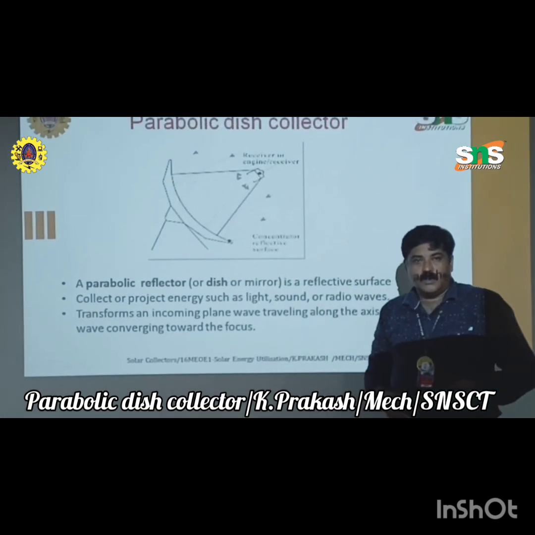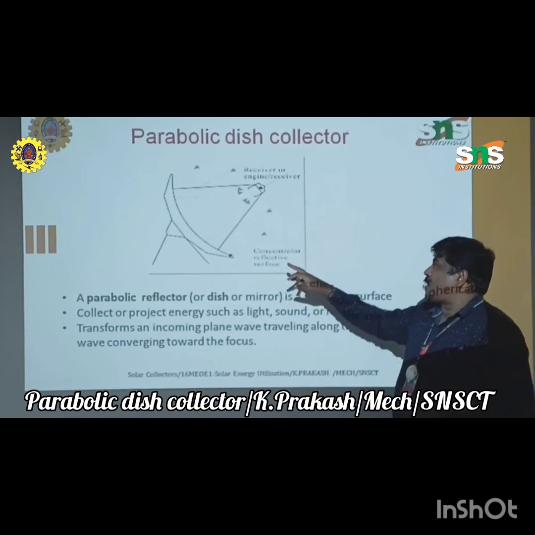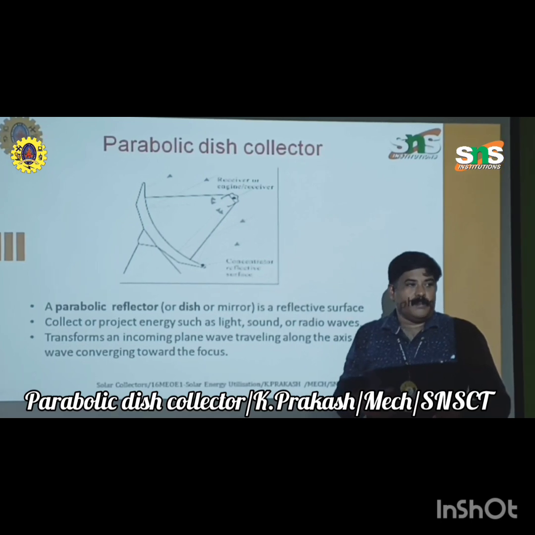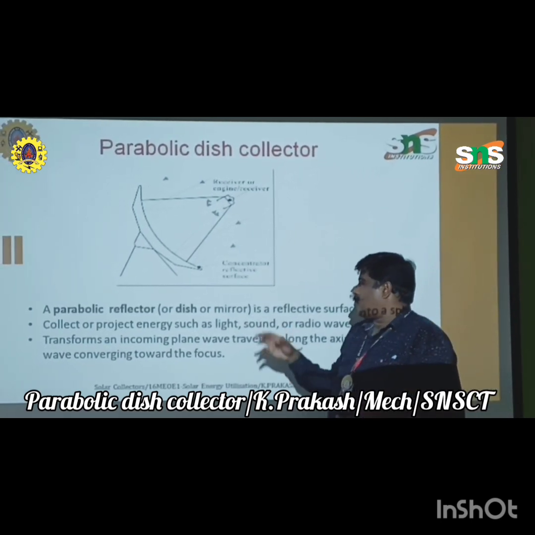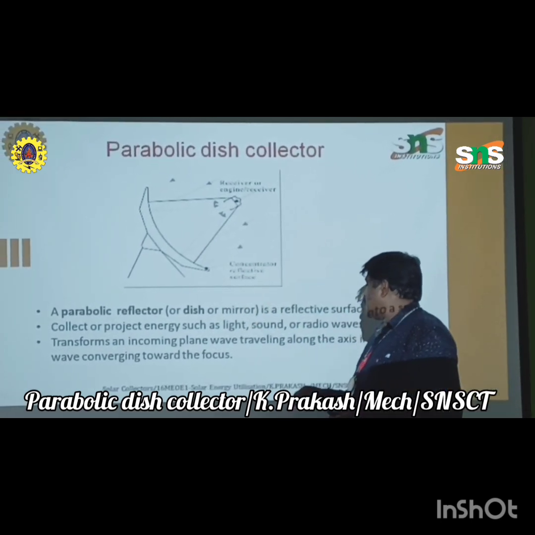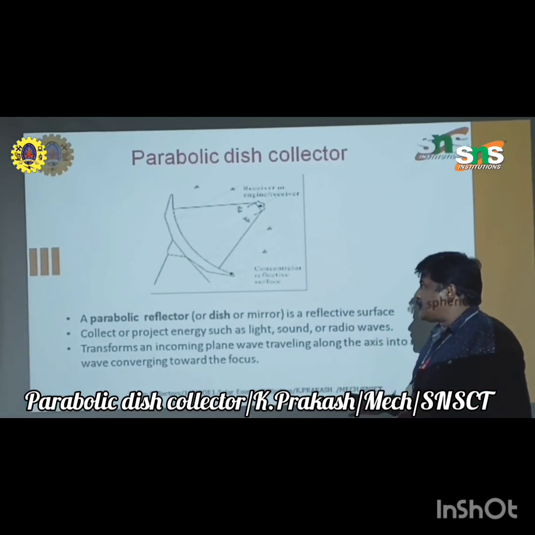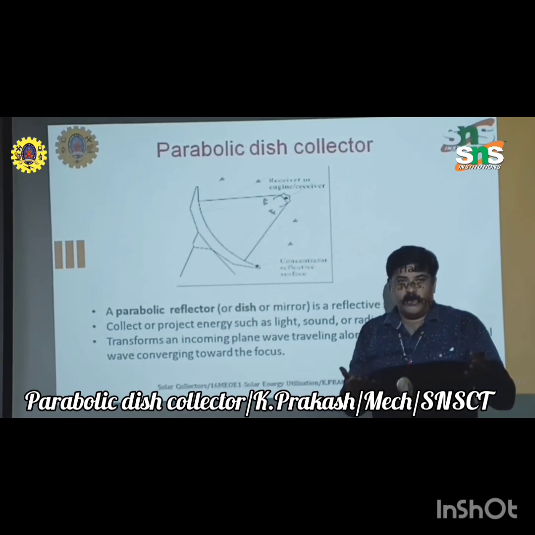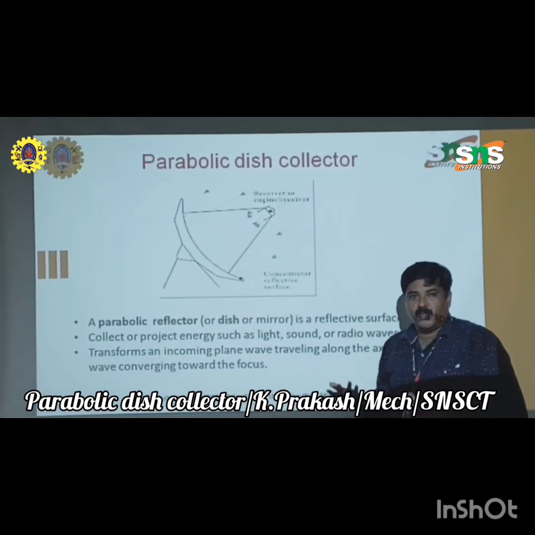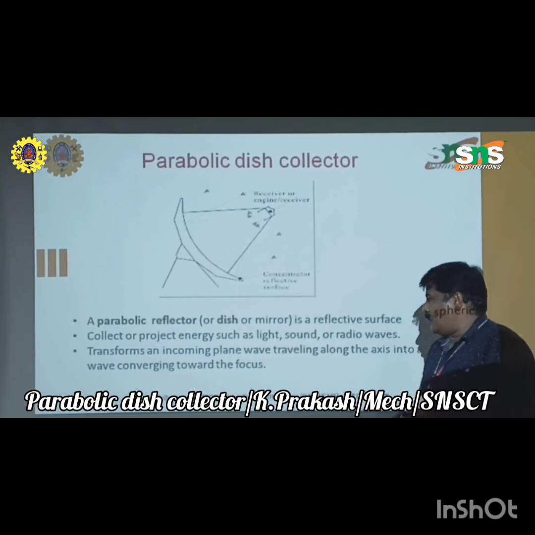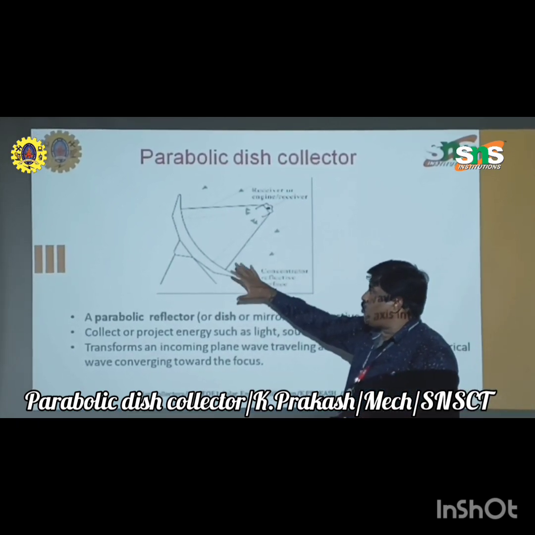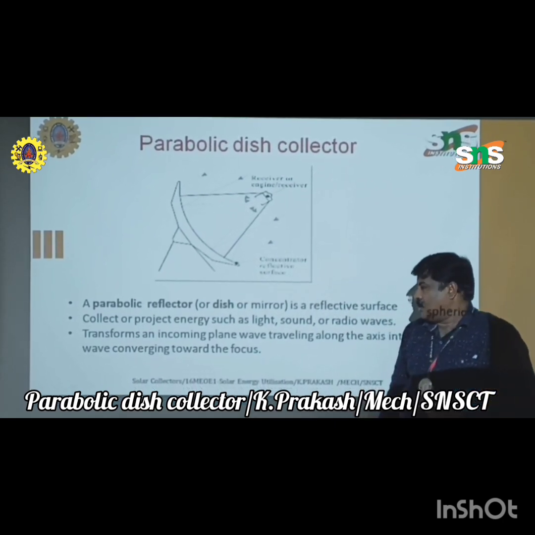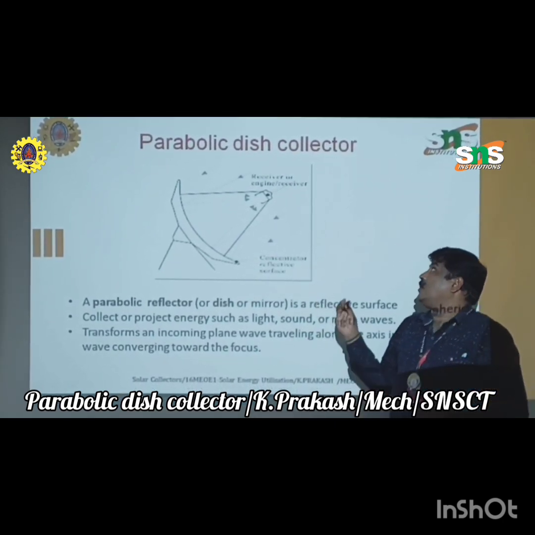So how do we overcome this? In that case, we can move the receiver with the help of a mechanism. This parabolic dish, or mirror, is a reflective surface which collectively collects all the energy, as I told you, like the dish system used for domestic purposes. Another thing is that most of the solar energy is trapped in the case of the parabolic dish collector. So this is the working of a parabolic dish collector.